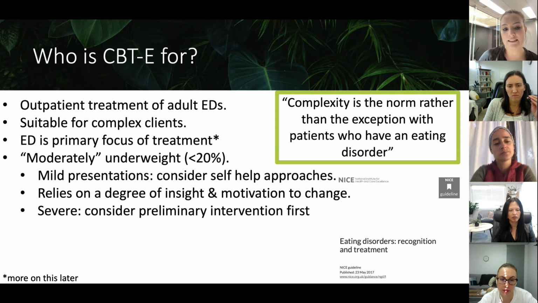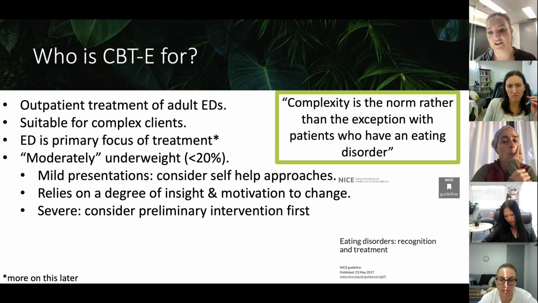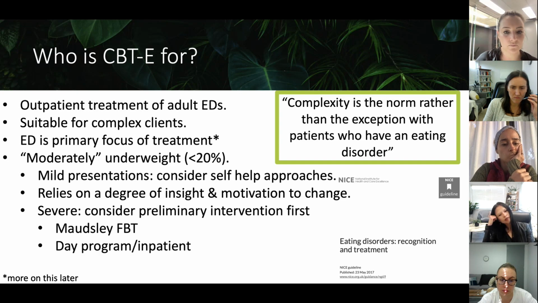And in more severe presentations, the textbook recommends considering a preliminary intervention first. So with our adults, that might be that they go into a day program or have an inpatient admission first, or for young people or adolescents, the textbook says to consider FBT first, which, as everyone would know at CFIH, is our first line approach for anyone aged under 18 living at home.